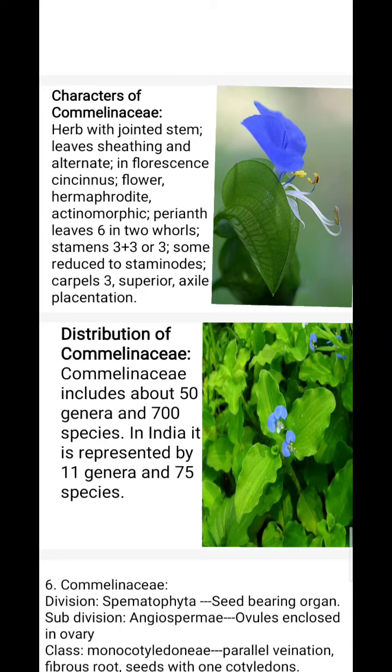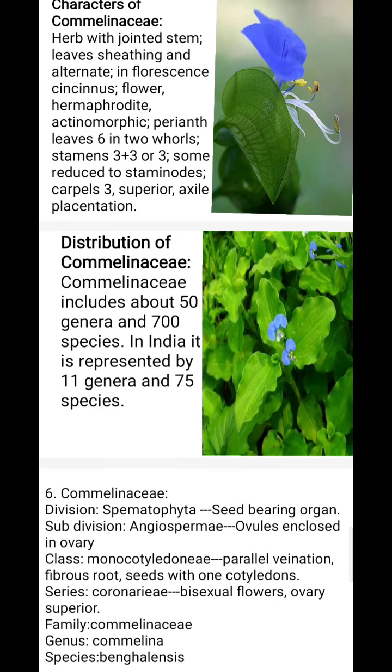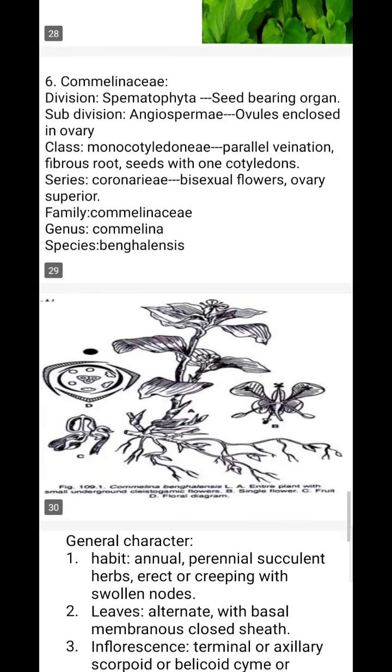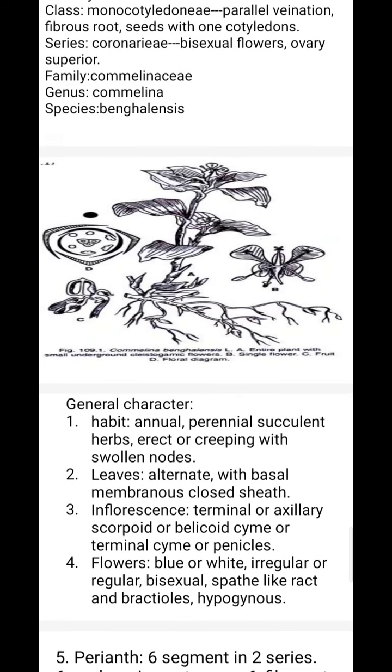In case of distribution, 50 genera and 700 species are observed in the world. In that, in India, 11 genera and 75 species are recorded. Then about the classification. Classification: division Spermatophyta, subdivision Angiosperms, class Monocotyledons, series Coronariae, family Commelinaceae, genus Commelina, and species bengalensis. Then you have to mention the general characters of this Commelina bengalensis.